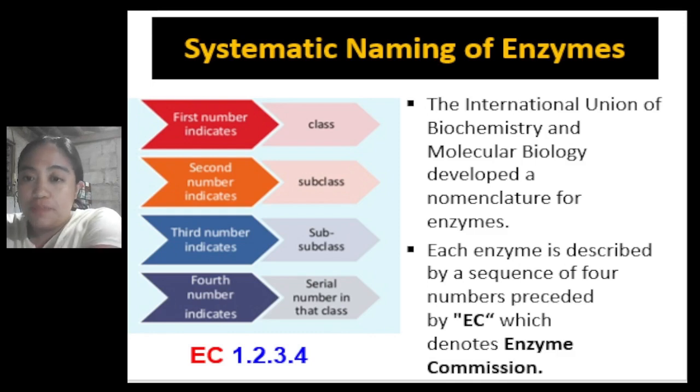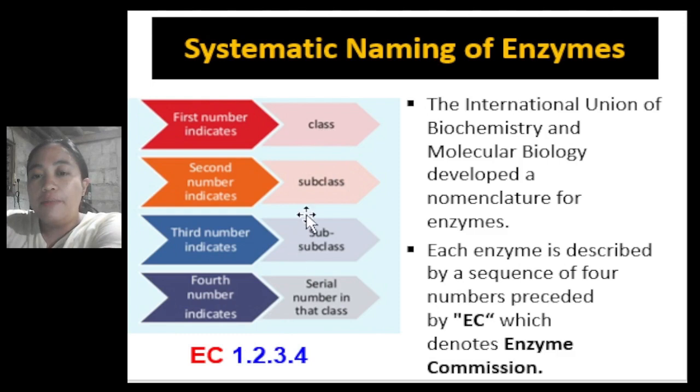They have a code in order for them to be identified. And this code is from the International Union of Biochemistry and Molecular Biology. So they develop a nomenclature for enzyme. So each enzyme is described by a sequence of 4 numbers preceded by the EC. So this EC denotes enzyme commission. So we have 4 numbers here, and the first number will tell us the class.